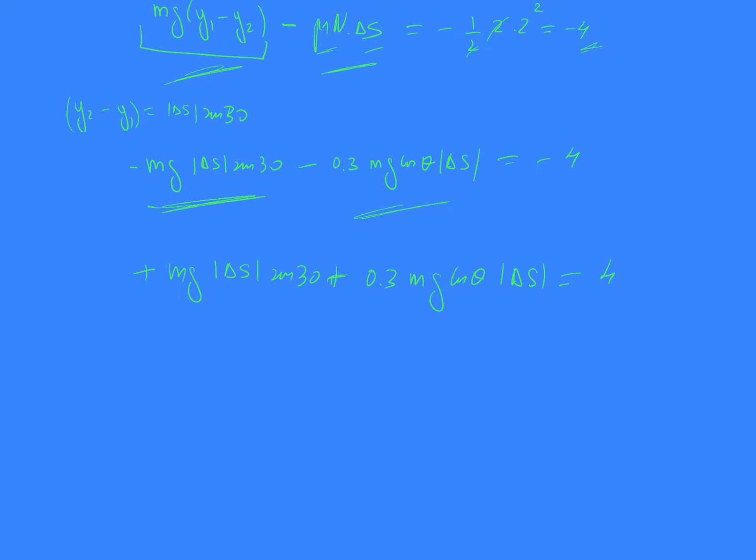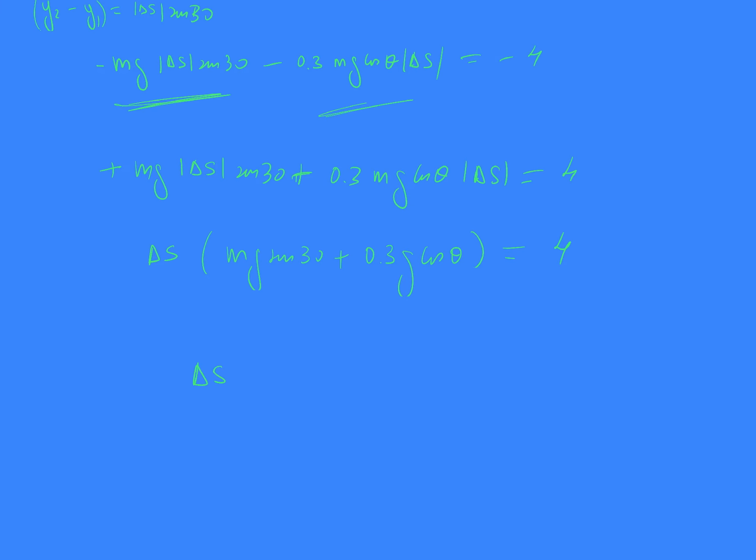So what I will do, I want to find the displacement delta s, the magnitude of the displacement. So delta s, common factor, times (mg sine of 30 plus 0.3 mg cosine of theta) equals 4. So delta s, the distance that he traveled in the direction of the inclined plane, is 4 divided by (mg sine of 30 plus 0.3 times mg cosine of 30), cosine of theta, the angle theta.